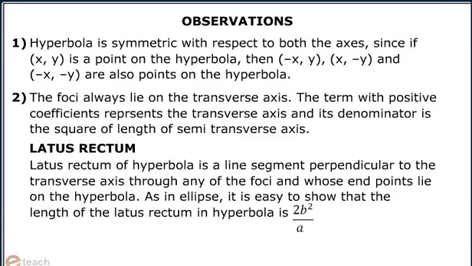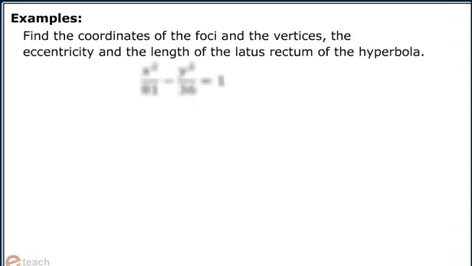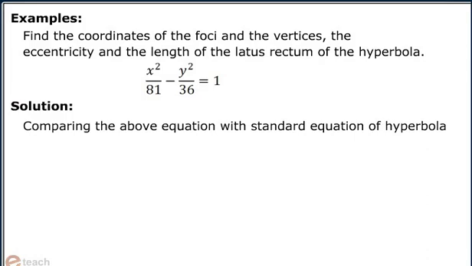Example: find the coordinates of the foci and the vertices, the eccentricity, and the length of the latus rectum of the hyperbola. Solution: comparing the given equation with the standard equation of the hyperbola, that is x squared by a squared minus y squared by b squared equals 1, we get a equals 9 and b equals 6.